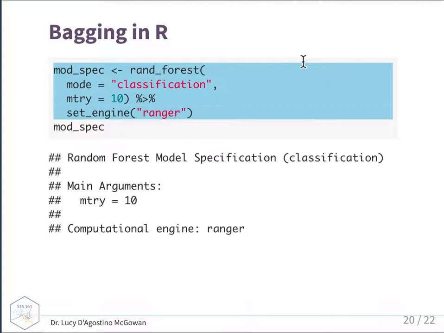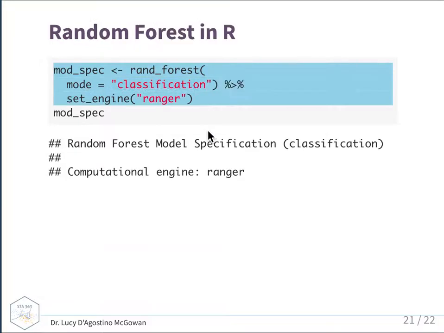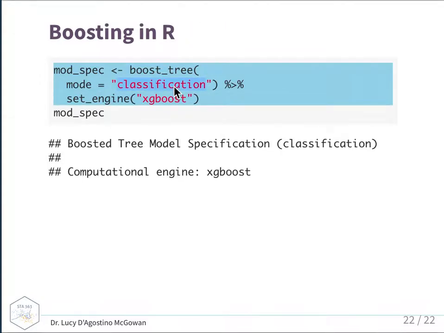And for bagging, it's going to look just like what we saw for the regression problem, except now the mode is going to be classification. And same with random forest, and same with boosting. So there you have it. That's sort of a recap of what we've done so far in class.